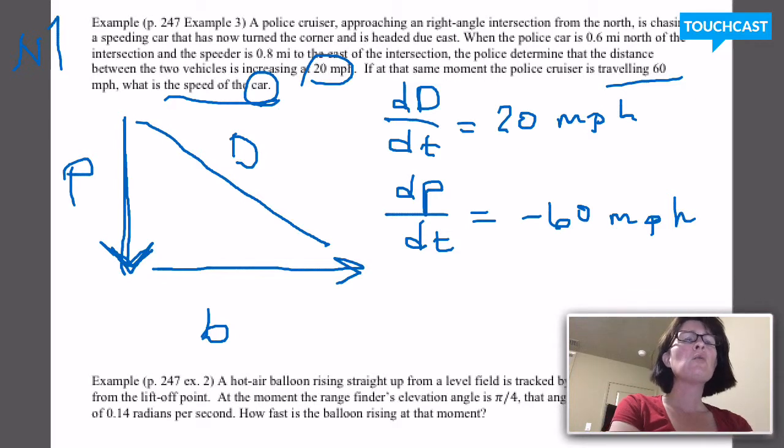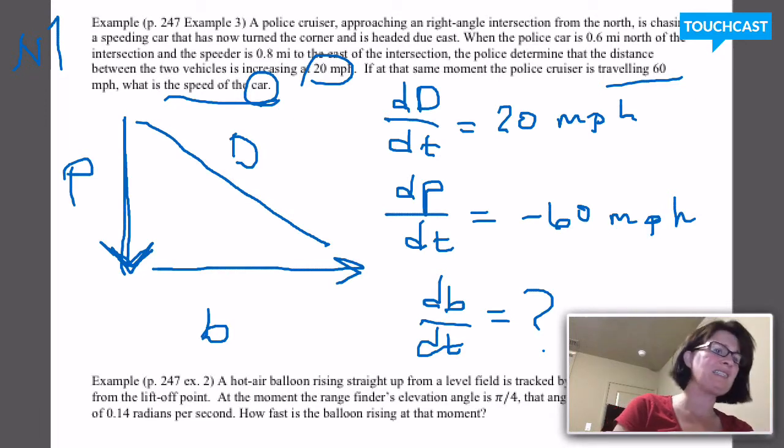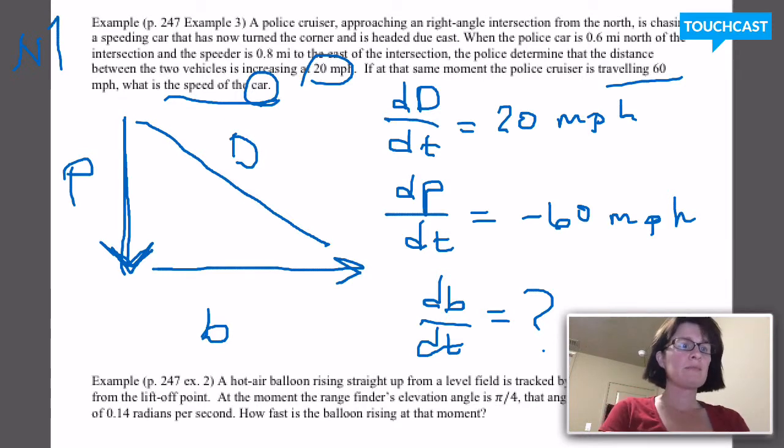Other things we care about: we care about dB/dt. That's what we're looking for. And we're interested in that value at the exact moment when the police car is 0.6 of a mile north of the intersection and the bad guy's car is 0.8 miles to the east of the intersection. So, big question: I'm supposed to be able to write an equation that relates D and P and B, because those are the three variables whose rates I either know or I'm looking for. So, what do you think?